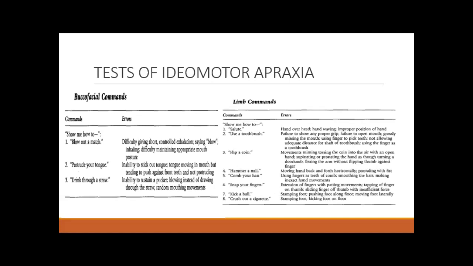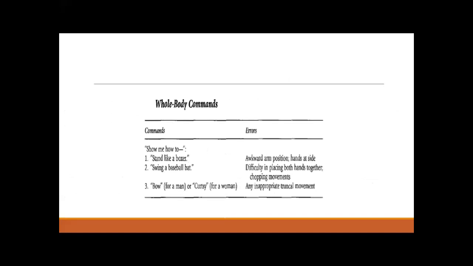Then limb commands, like we can ask the patient to show me how to say goodbye. Now the patient may have his hand over the head or hand waving may be there. Other commands can be like use a toothbrush, flip a coin, hammer a nail, comb your hair, snap your fingers, kick a ball, and crush out the cigarette. Next, we also ask the patient to do whole body commands, like show me how to stand like a boxer, swing a baseball bat, and bow for a man or curtsy for a woman.